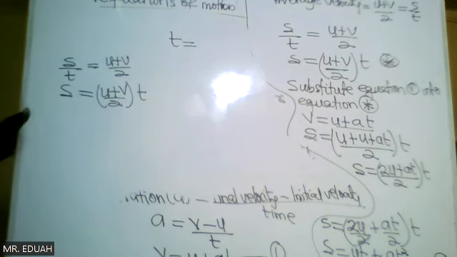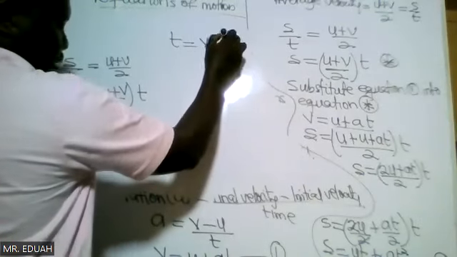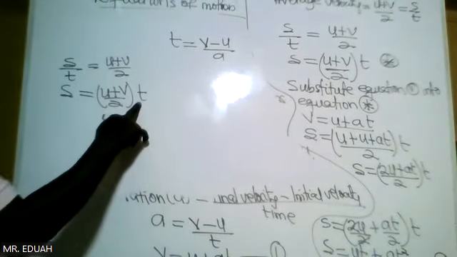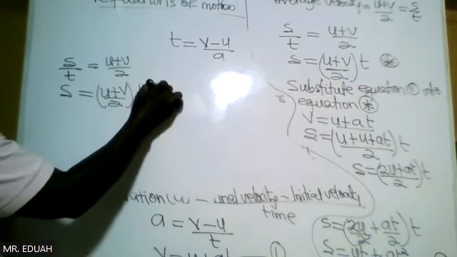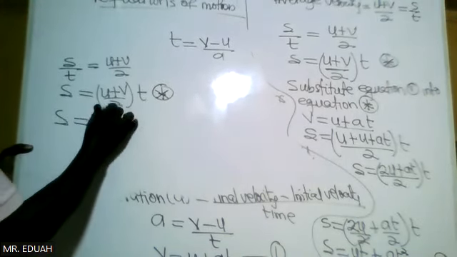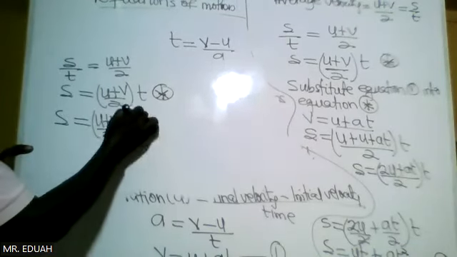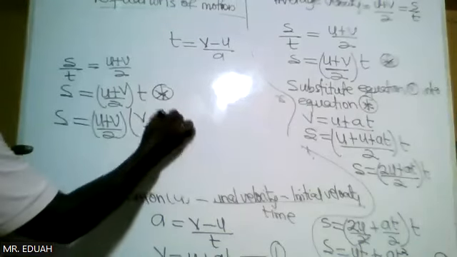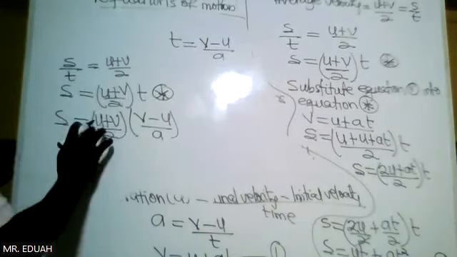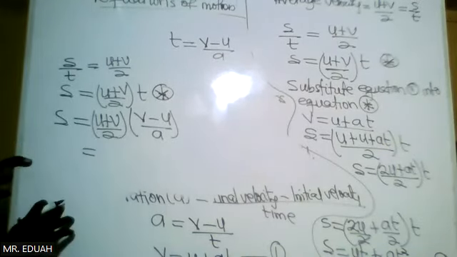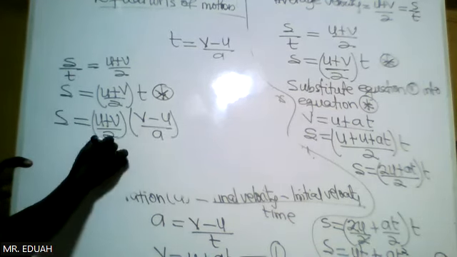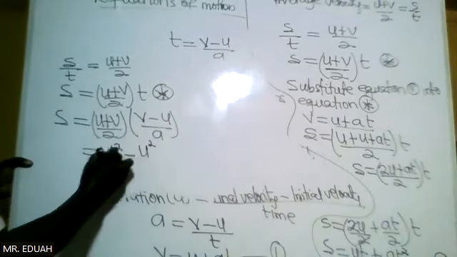Sir, T is going to be equal to V minus U over A. Exactly. So V minus U over A is T. Substitute this T in place of the T here. From equation star, wherever you see T, put V minus U all on A. And then multiply numerator by numerator, then denominator by denominator. Numerator, you have difference of two squares. So V squared minus U squared all on 2A.